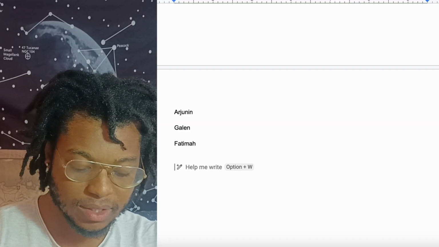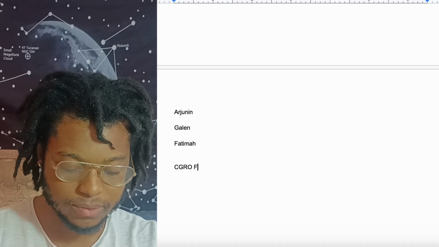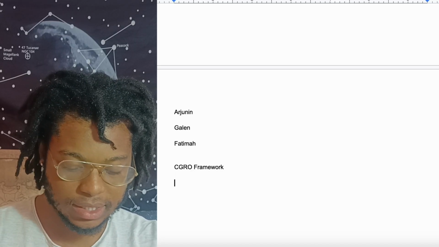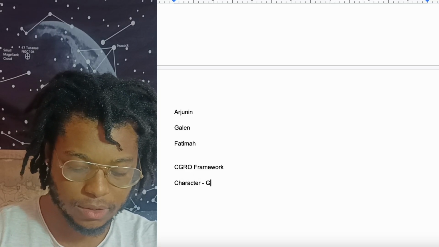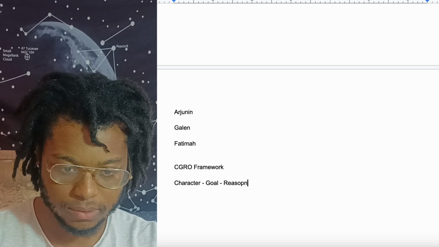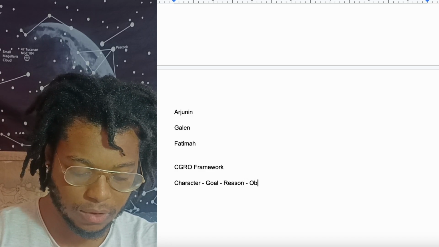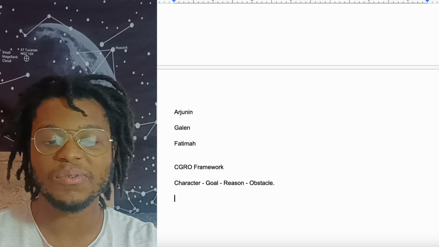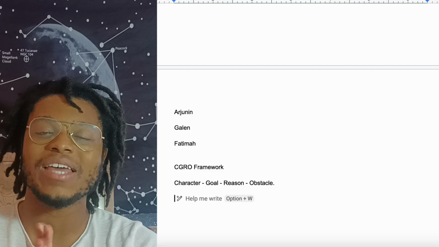I call it the CGRO framework. And that stands for character, goal, reason, obstacle. I'll give you some examples so you can see how effective it is to get the basis of a story.